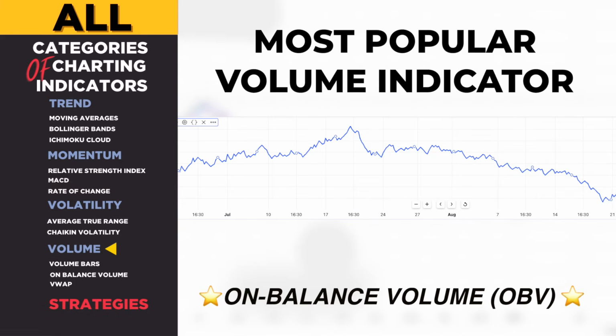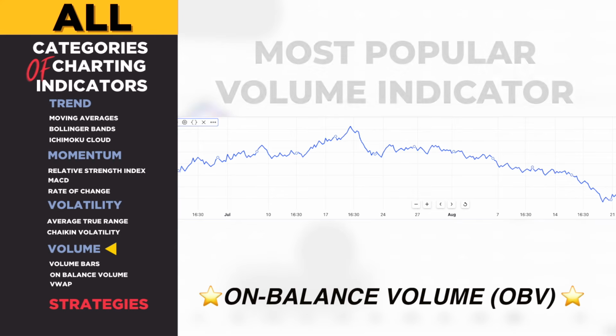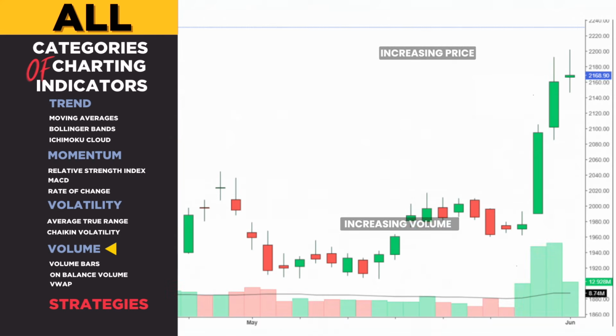OBV is definitely going to be the most popular of the volume indicators because that's going to help you identify buying and selling pressure in the market. Now, to use volume indicators, you're going to want to look for high trading volumes when there's a significant change in price to confirm the strength of that trend. First of all, let's talk about the volume bars.